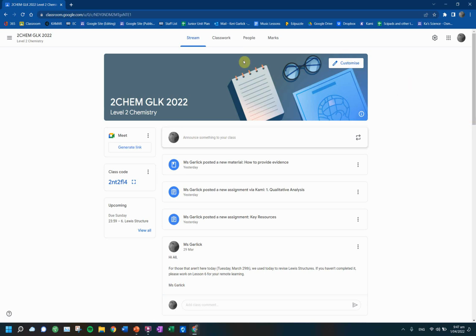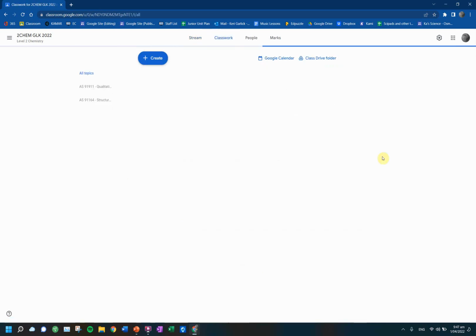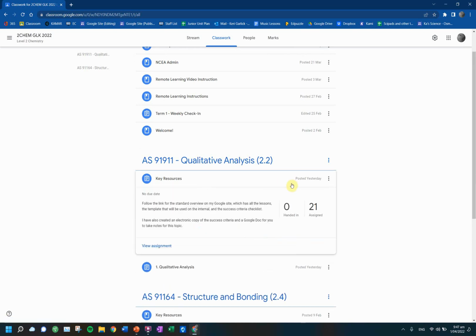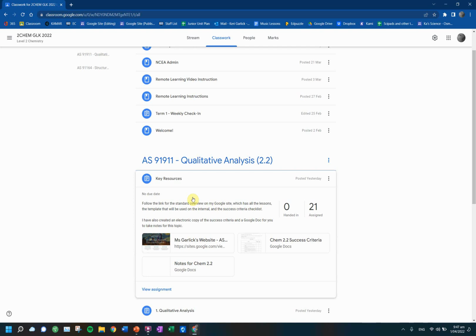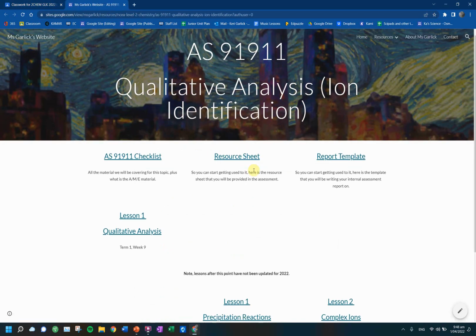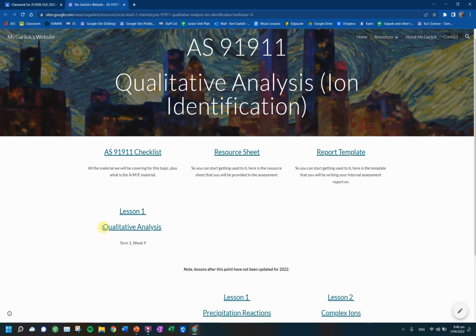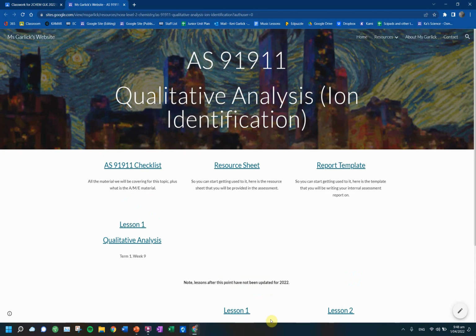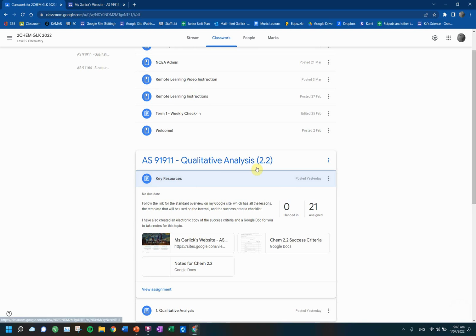All right, so I have posted onto Google Classroom the qualitative analysis. I want to let you guys know that there's the key resources that have been posted. So if you go to the Google site, you're going to have all the lessons for this topic, the resource sheet, the report template, and how you're going to write up your ions, and the checklist, and then all the lessons. So this is the first lesson that we're doing. These lessons are from my previous teaching of it. It hasn't been updated yet, but you're welcome to look at it if you want to work ahead.